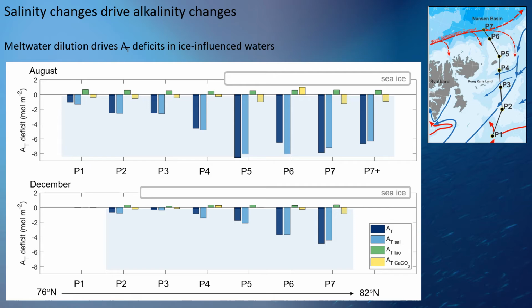One exception was noticed at P6 in the Atlantic water influence region, where an increase in alkalinity could result from the dissolution of calcium carbonate, either from calcium carbonate shells or from calcium carbonate minerals released from melting sea ice.